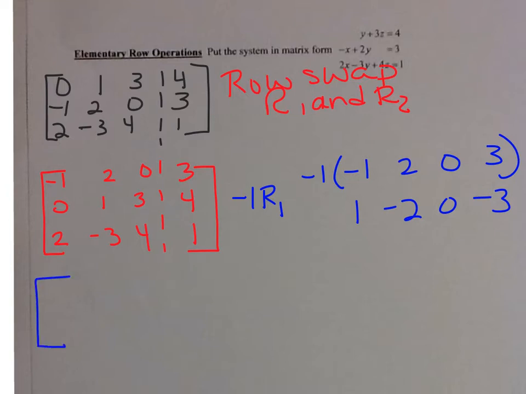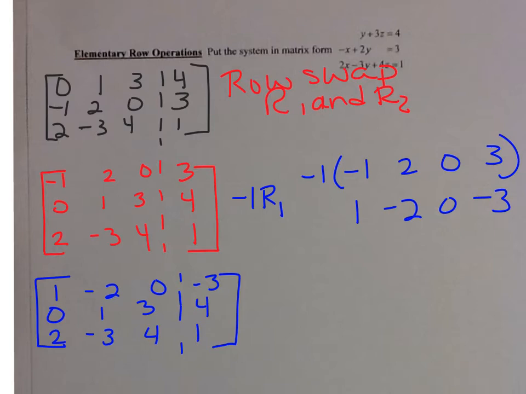Okay, so that's row 1. So we have 1, negative 2, 0, negative 3. Row 2 stayed the same, and row 3 stayed the same. Okay, I'm just going to move everything up a little bit.